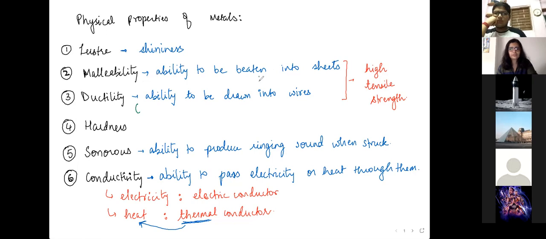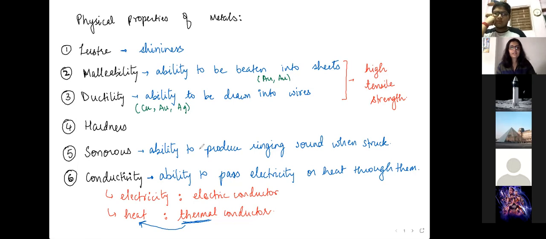Actually, for malleability also, gold and silver are extremely malleable, and aluminium also to some extent. For ductility, copper has one of the highest ductility, along with again gold and silver. Those are the special points about them.